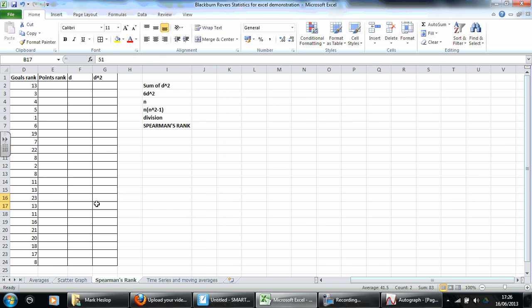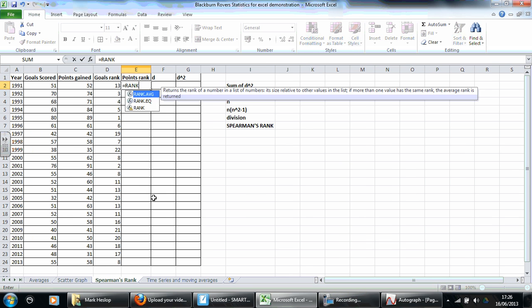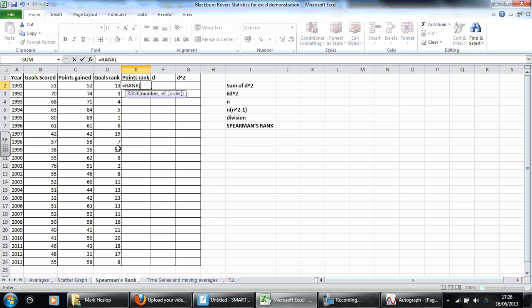The points rank, we do the similar thing, but just looking at a different column. So this time, when we're looking at this number, when it's compared to all this column, I'm going to press F4 now to make sure those three numbers don't change. And for consistency, this has to be in descending order because the goals rank was.